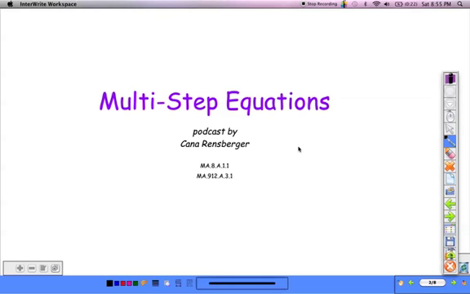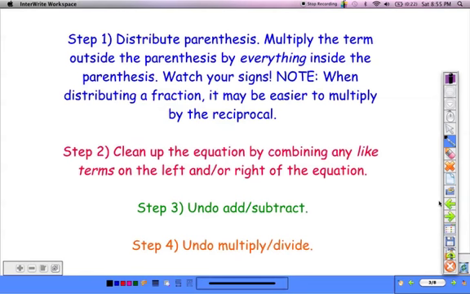Today, we're going to talk about multi-step equations. Sometimes, before you can begin undoing your add, subtract, and undoing your multiply, divide, you have to kind of clean up your equations. You have to distribute your parentheses. You have to combine like terms. Once you get it all kind of cleaned up, then you're back to doing easy two-step equations. Let's look at it.